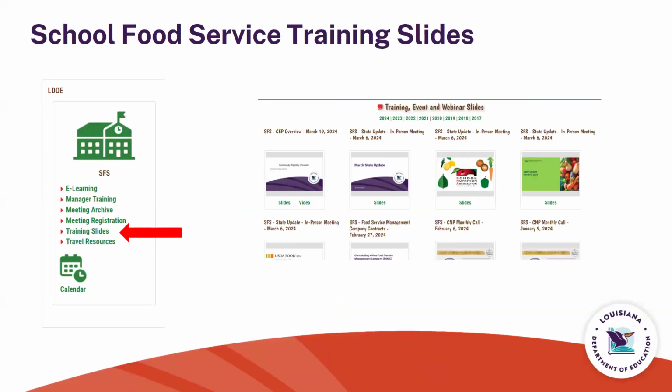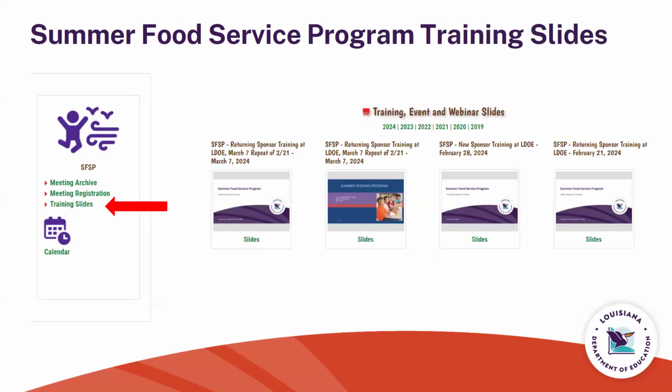So if you're trying to find training slides from a school food service training, you will need to click on the training slides under the school food service section, or that green section. Only the slides for school food service trainings will be available there. So you will not find the summer food service trainings there. They're going to be under the summer section. And I think a lot of people were confused about that because they could not find the summer feeding trainings, because this actually updated right before the state update happened.